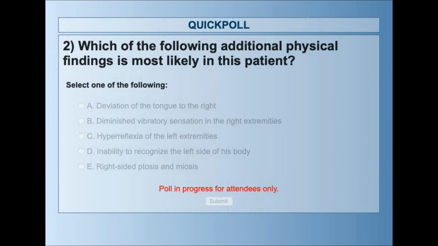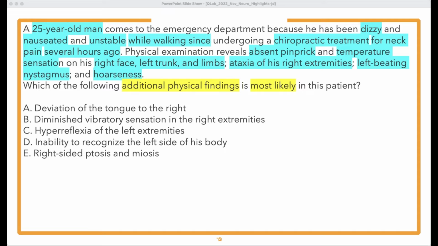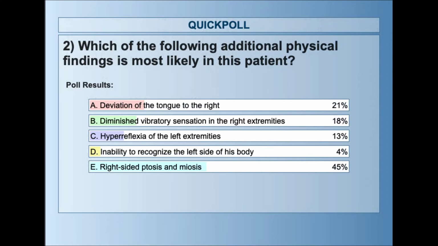Let's see. So about 80% of you have voted. So let's go ahead and close that poll and share the results. Okay, so again, a clearer leader in this particular instance, with almost half of you voting for right-sided ptosis and meiosis. Deviation of the tongue to the right also got just a little over, about 1 out of 5 of you chose that one. So very interesting.